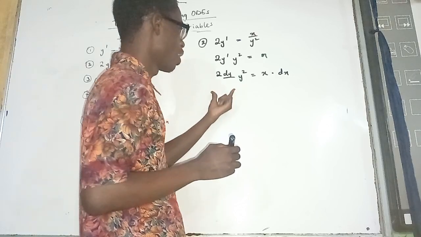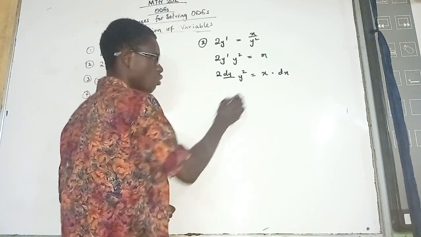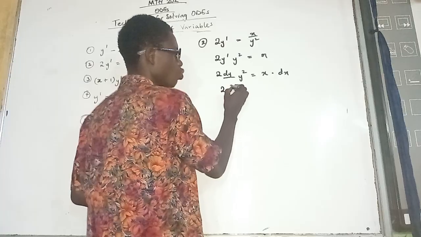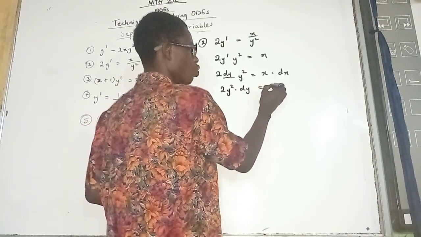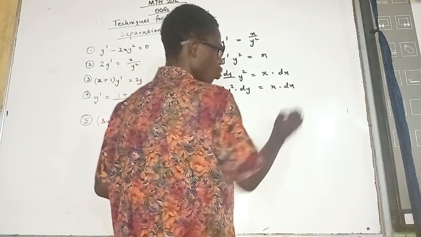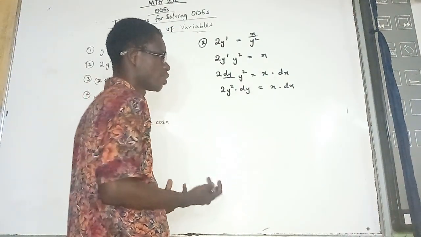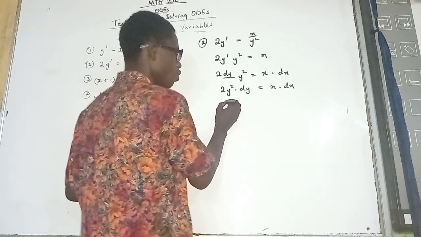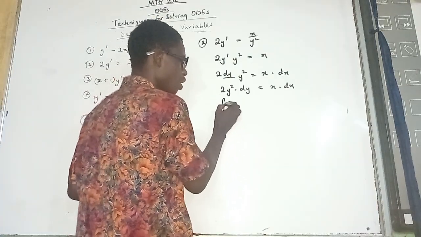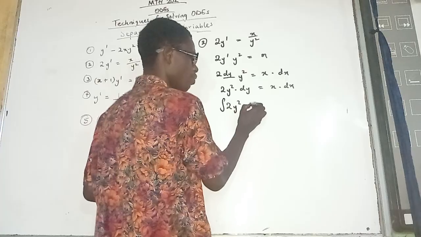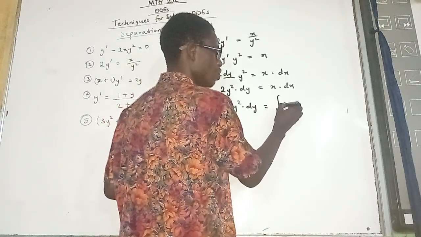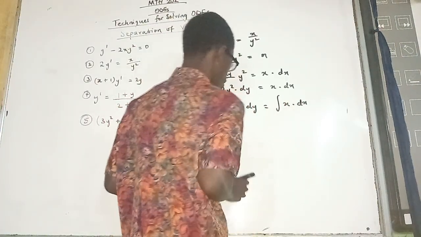So we have functions of y here and we have functions of x here. So I can write this as 2y squared dy equals x dx. So what do I do next? I have functions of y, I have functions of x, I integrate both sides. So integrating this, I have the integral of 2y squared dy equal to the integral of x dx.